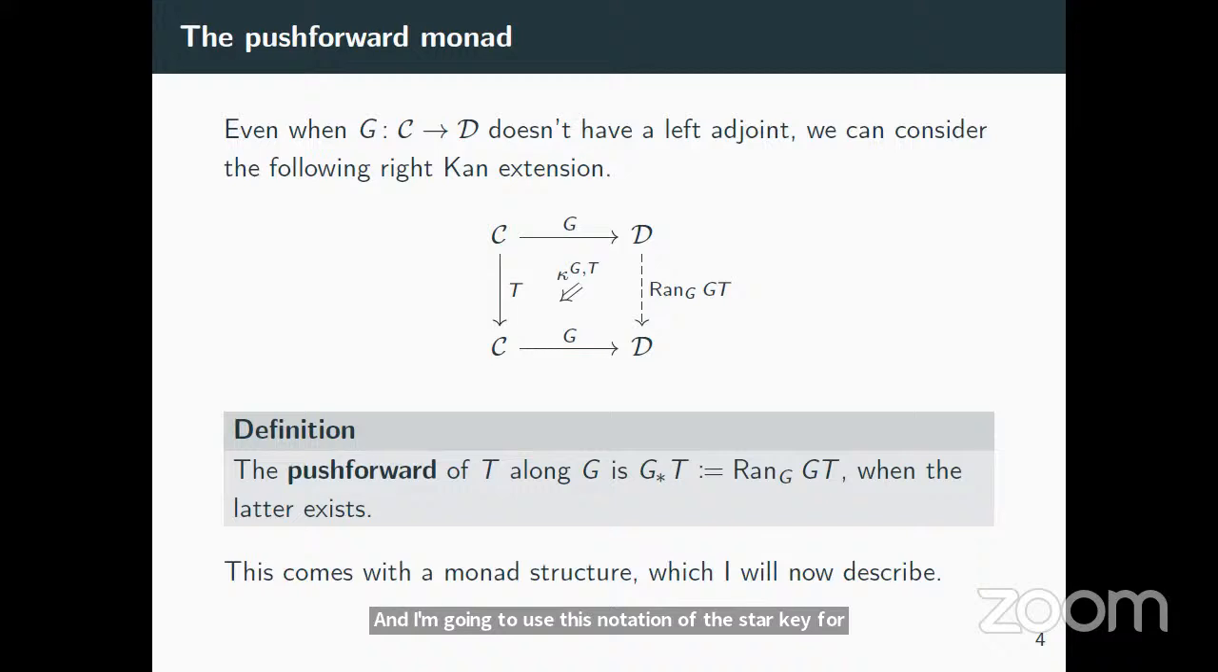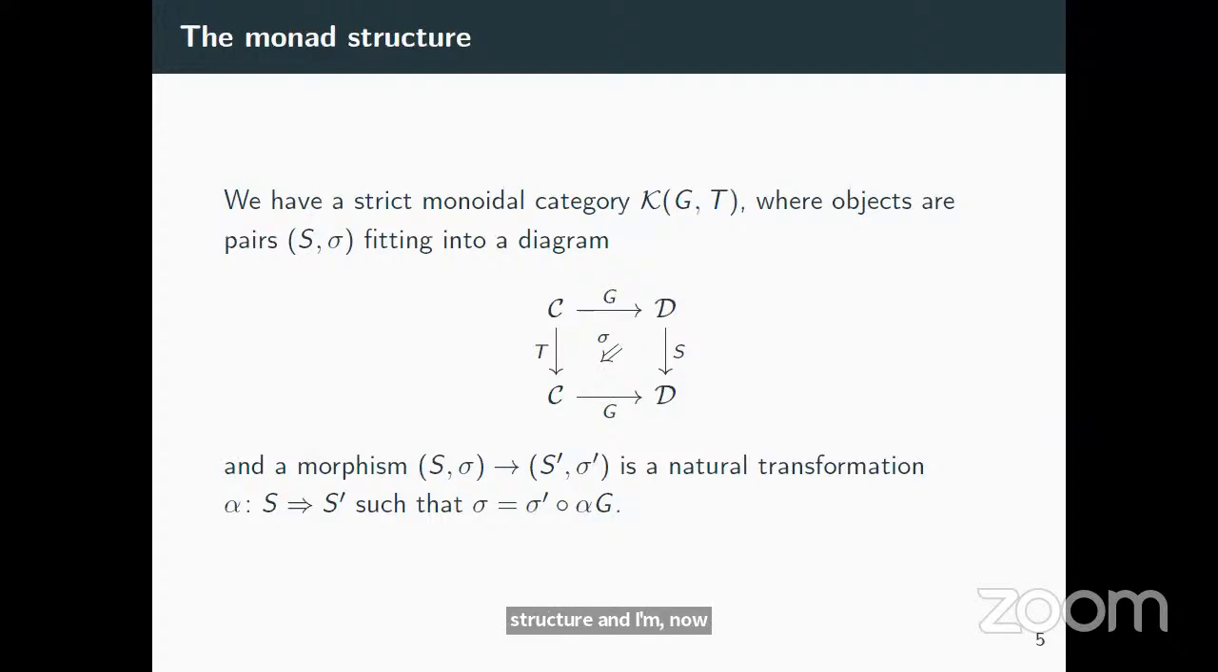So I'm claiming this comes with a monad structure, and I will quickly describe it now. The usual phrase is that a monad is a monoid in the category of endofunctors. This one is going to be a monoid in a slightly modified category of endofunctors, which, once I forget the modifications, is just going to be the monad. I'm going to call this category K_G T. Its objects are going to be pairs of an endofunctor of D and a natural transformation filling this square. And then a morphism is just going to be a natural transformation alpha between the endofunctors, such that when I glue it, I get what you'd expect.